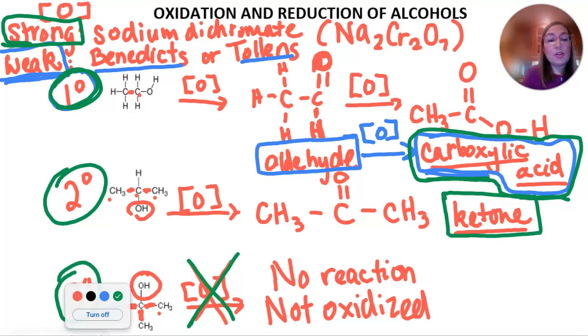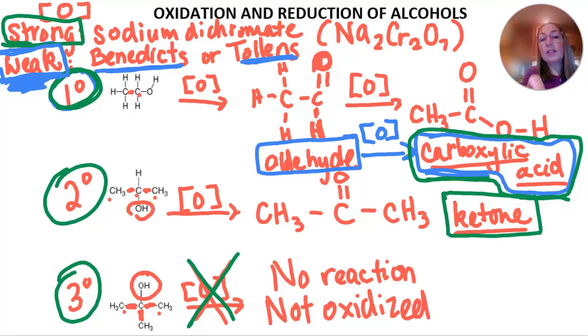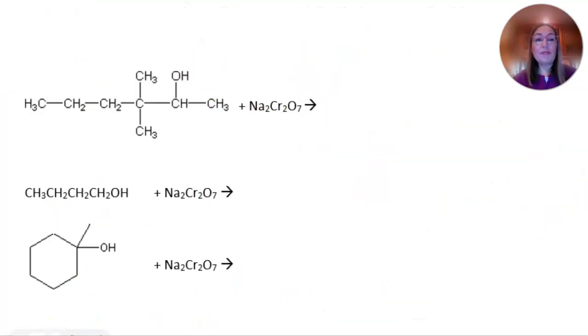And again, to review, the weaker of the oxidizing agents, such as Benedict's or Tollens, are actually useful in taking aldehydes and ending at carboxylic acid. So there's a couple different ways that we could end up at a carboxylic acid if we wanted to. We could use a weak oxidizing agent on an aldehyde or a strong one on a primary alcohol. So let's look at some examples.